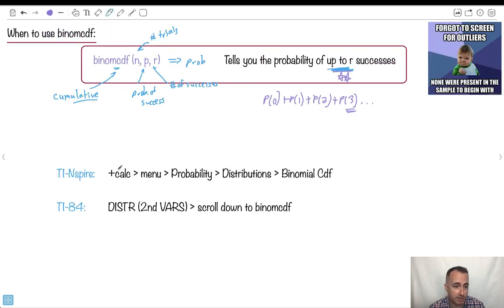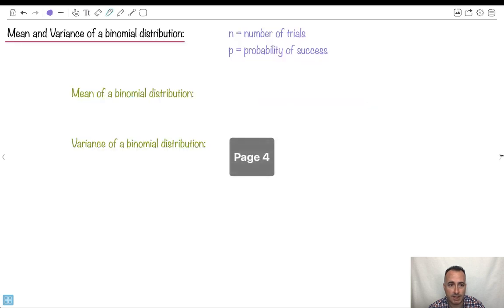That's it. And again, we get to it the same way, except we just go binom CDF instead of binom PDF. So let's look at an example. No, never mind. I have something else to show you here.